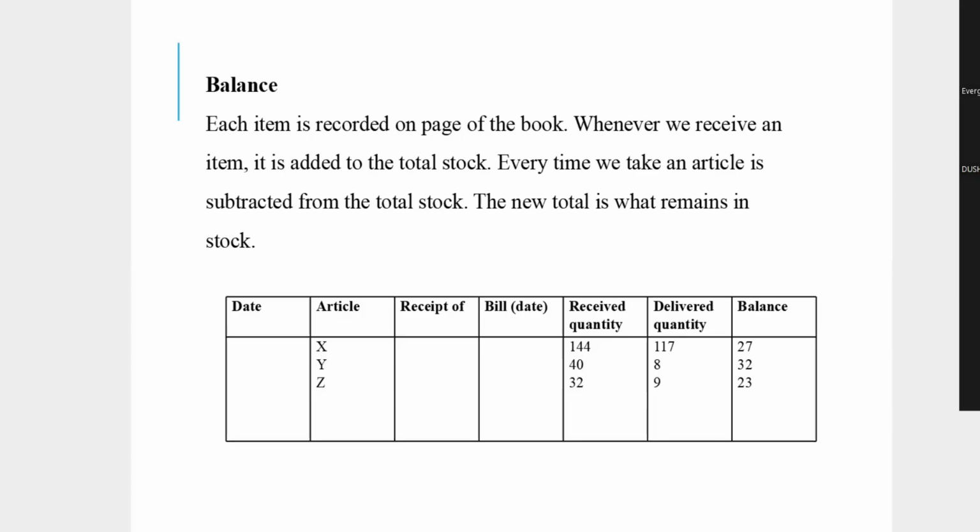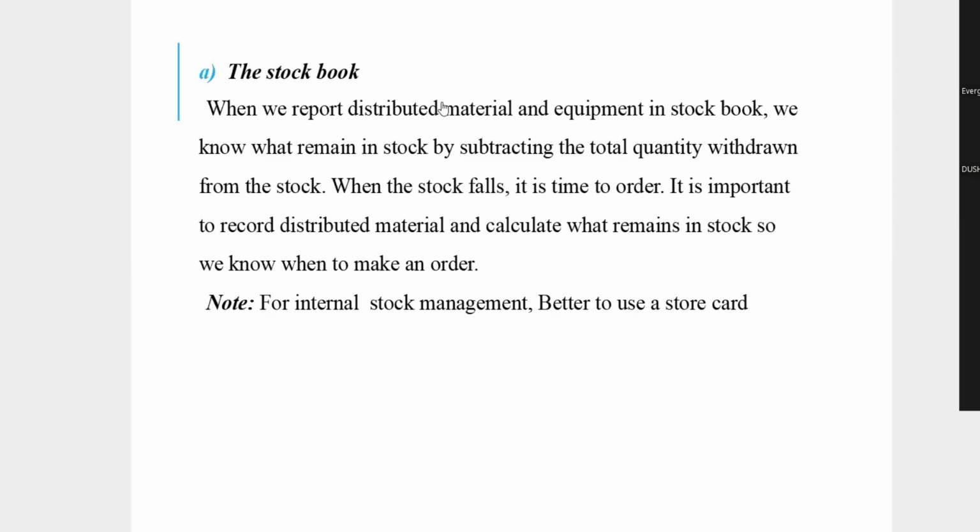All stock in hand in the pharmacy. You can also use the stock book where you can report the distributed material and equipment. The stock book gives the remaining stock by subtracting the total quantity withdrawn from the stock. This can be done on a daily basis, and each transaction must be recorded, as I told you, in order to make a summary at the end of the day.